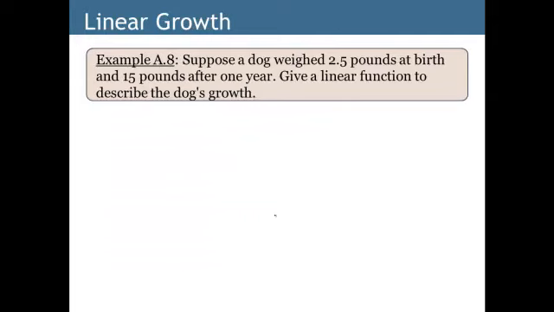All right, let's do another one. Suppose a dog weighed 2.5 pounds at birth and 15 pounds after 1 year. So what's your slope? Well, after a year, it's 15 pounds. It started at 2.5. 15 pounds was 1 year later. 2.5 was at birth, so at 0 years old, if you will. So what's that turn out to be for a rate? Well, that's 12.5 pounds per year.